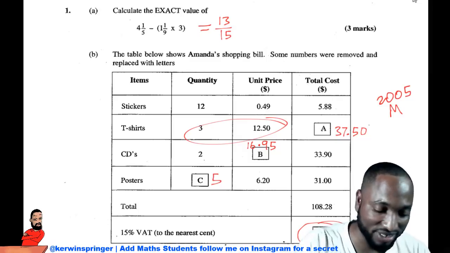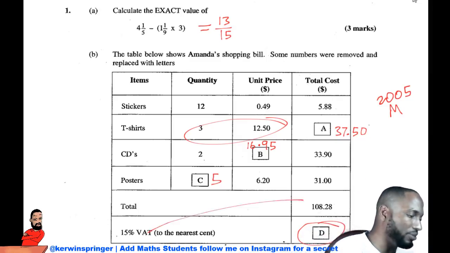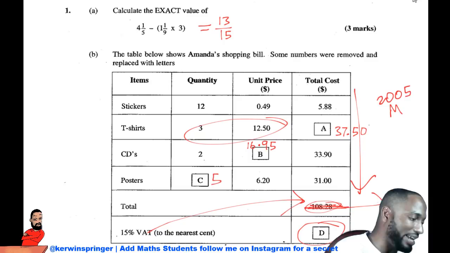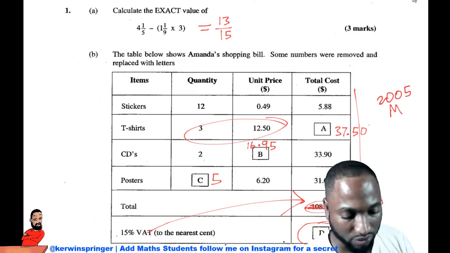All right, great. So how are we working it out? This is just a simple percentage, 15% of that. And in this question, nowadays, they would leave all this. So you would have had to add up everything, get this, then we get 15% of that. And the answer for 15% of that is 16.24.